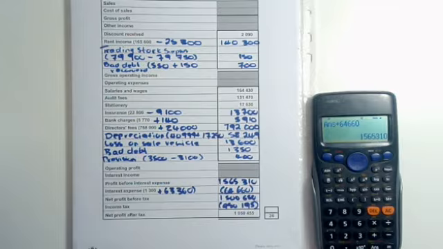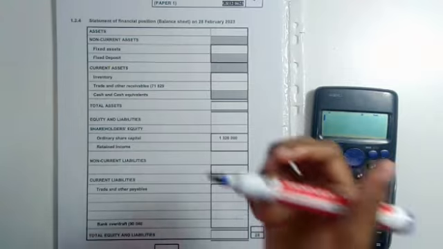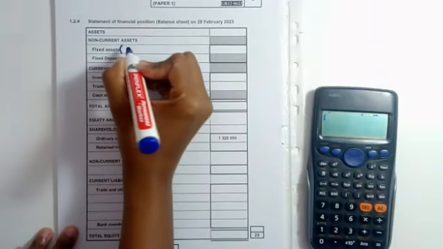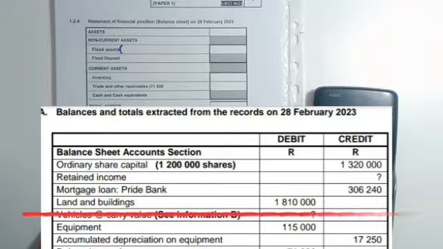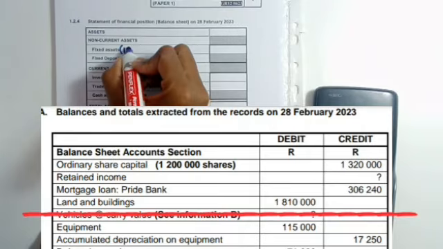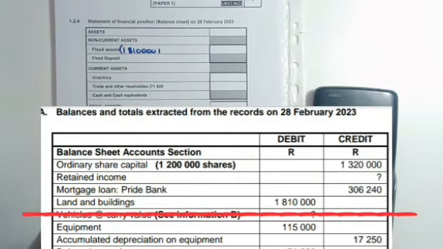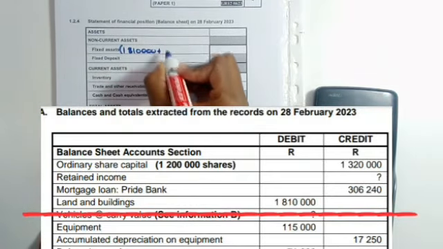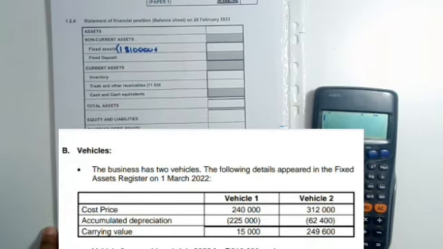Then we move on to our statement of financial position. Our statement of financial position starts with fixed assets. In our fixed assets, we know that we have land and building. So when you go to information A, you will see that land and building is at 1,810,000, and then we will add vehicle. Remember, in information B we have already calculated it.